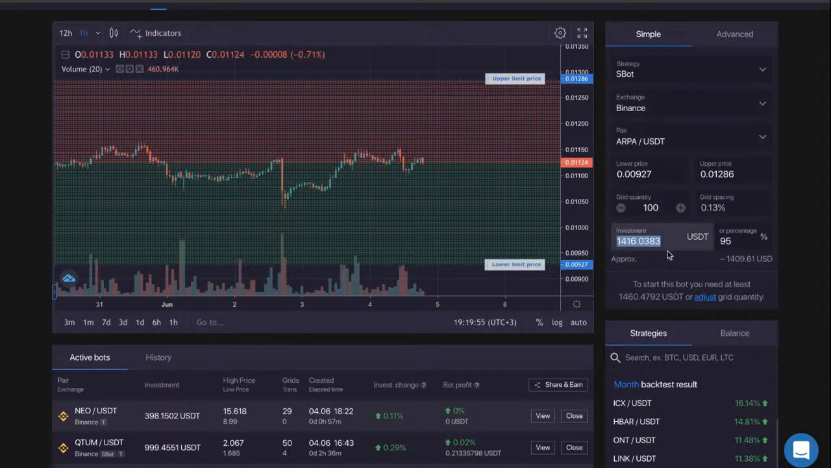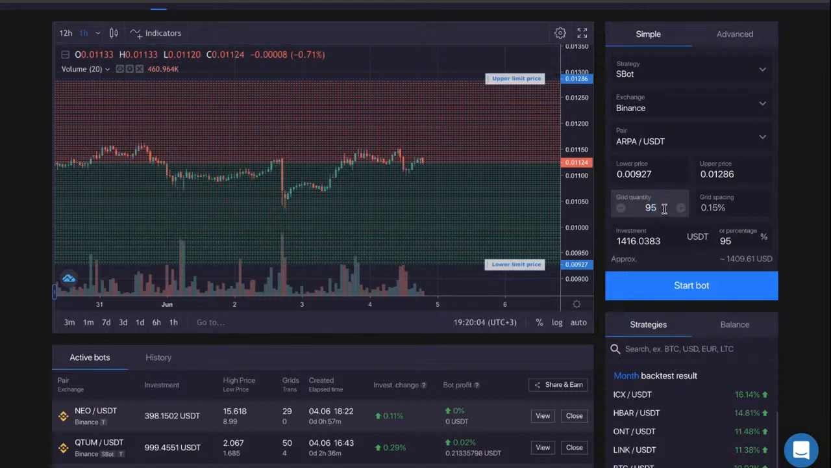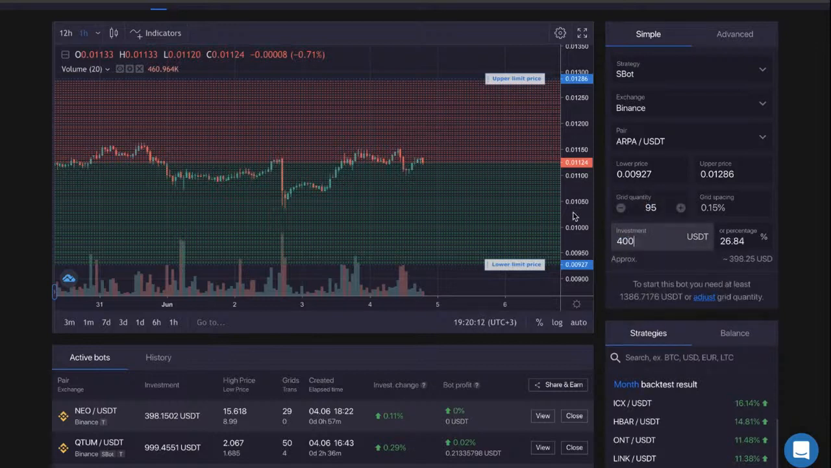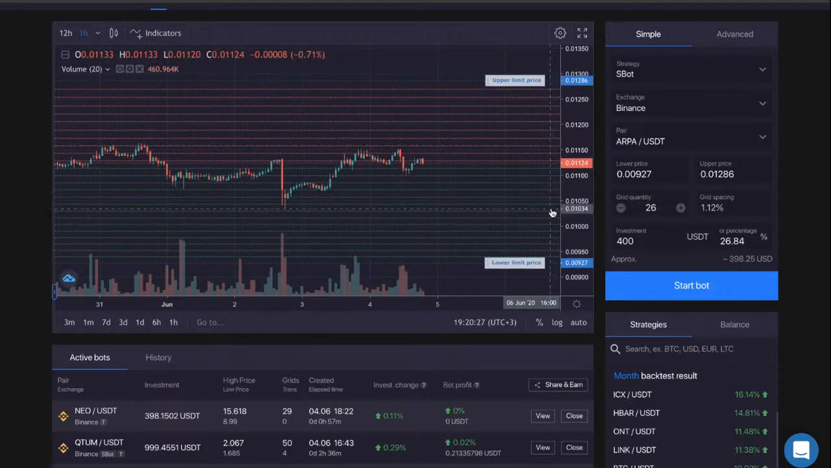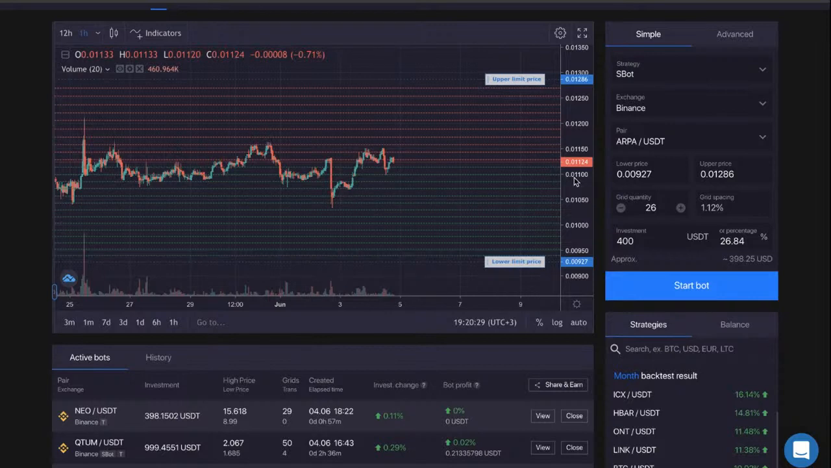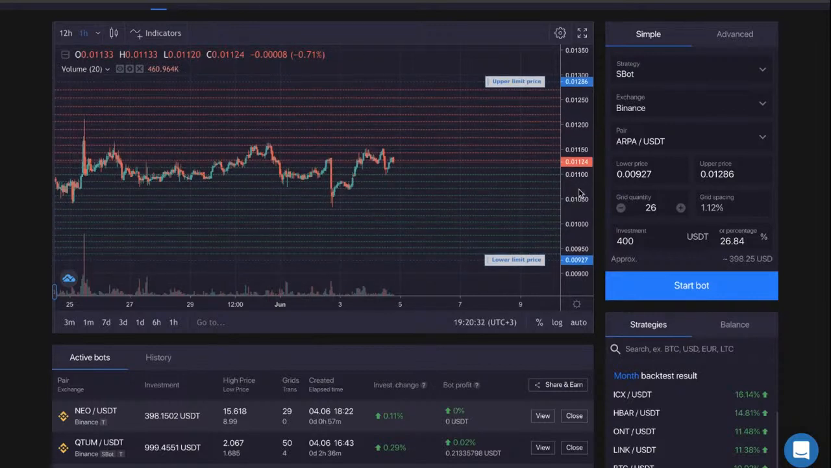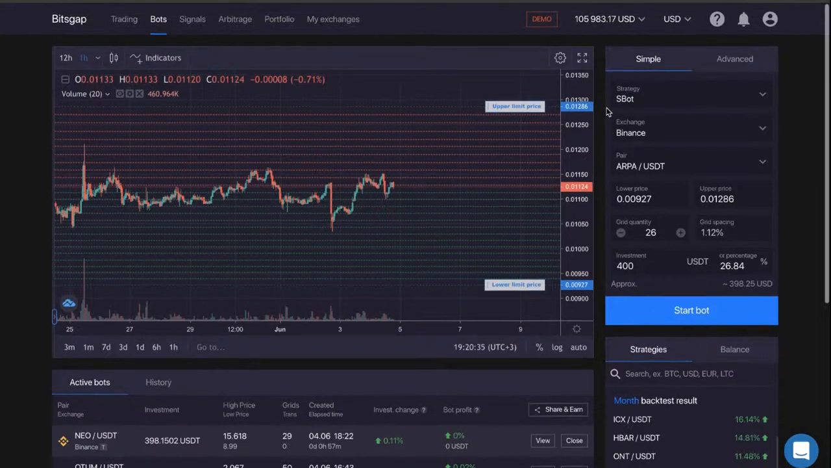In case you don't have enough, but you still want to initiate the trade, then you can click on the adjust button, and you see it has reduced the grid quantity to 95. Let's say if I have only $400 available, here it states that you need at least a certain amount of USDT. Once again, I'm going to click on adjust, and now instead of 95 I have only 26. So that's the idea. If you want to have more grid levels, you must have more available capital. You can actually play with it in any way you want.